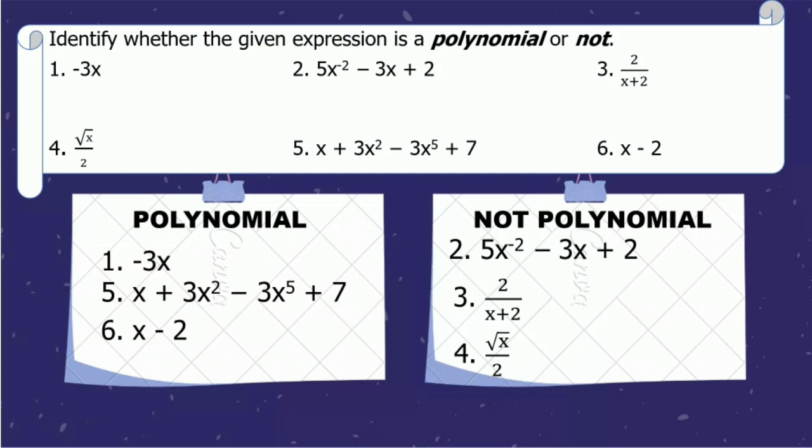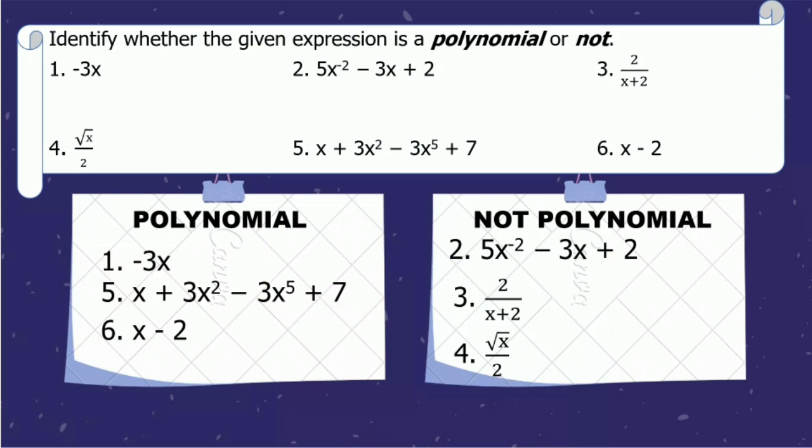Number 1, negative 3x. Negative 3x is a polynomial. Very good. Next, number 2, 5x raised to negative 2 minus 3x plus 2 is not a polynomial. Why? Because one of the exponents is a negative integer. Next, number 3, 2 over x plus 2 is not a polynomial. Why? Because there is a variable in the denominator.